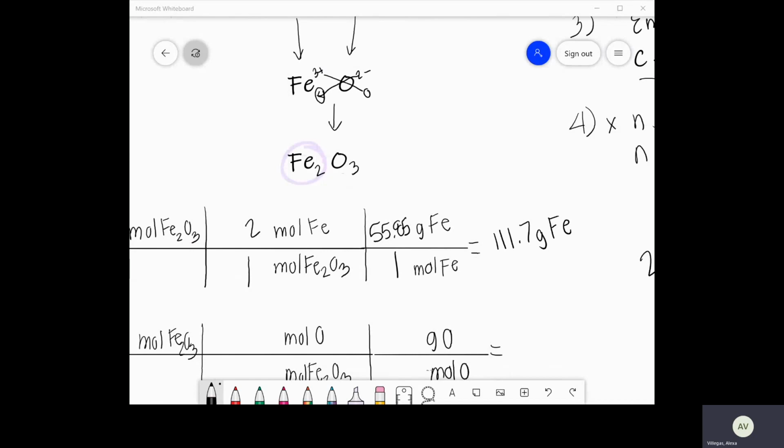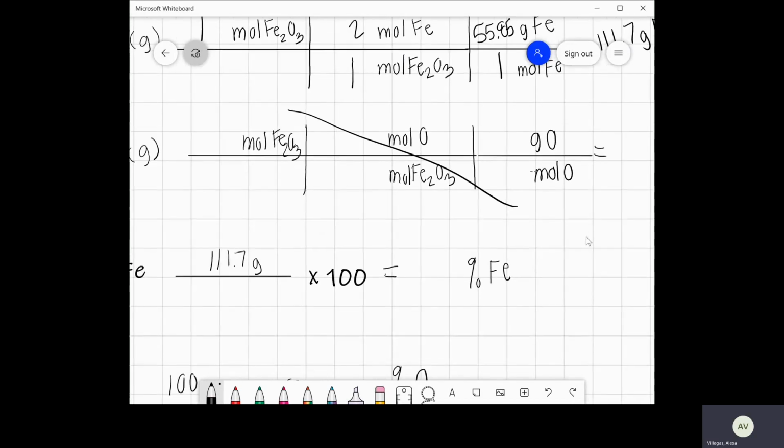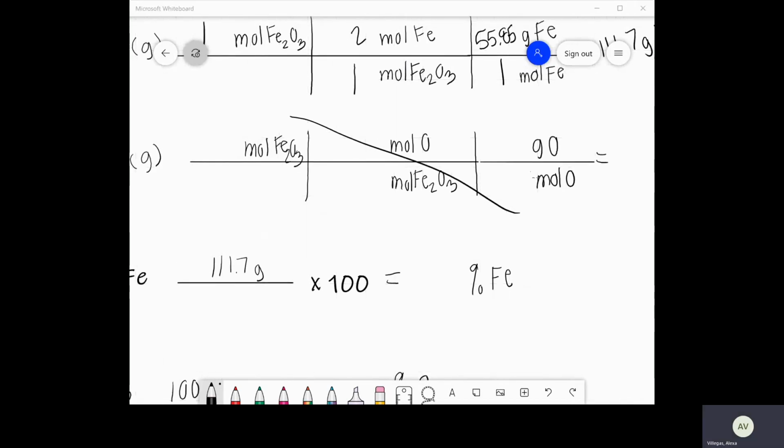Now, if this were required, or if this is a bigger compound, I would do the same thing for oxygen. But since there are only 2 components in this compound, we can actually skip it. Instead, we're going to find our mass percent of iron first. So we take the total mass of our iron that we obtained, and then we take the total mass of our compound.